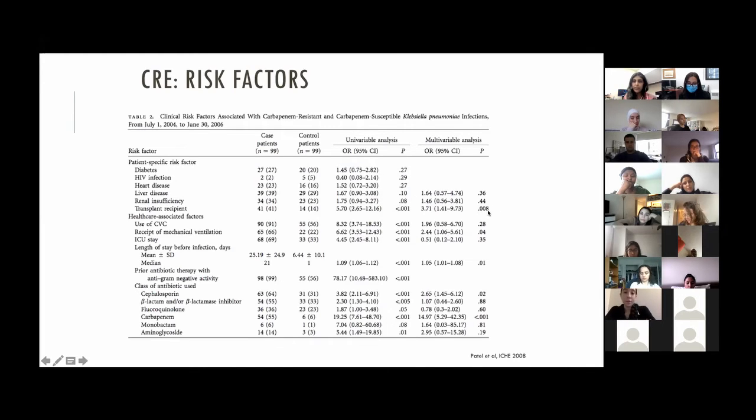You can see that being a transplant recipient is independently associated with having CRE infection, as is mechanical ventilation, as was this patient, as is prior antibiotic therapy. And we know that many patients who are going into transplant are like this patient. They've had a lot of nosocomial exposures. They've been in the hospital, in and out a lot. They've had antibiotic exposure. And so that often puts them at risk for these more multi-drug resistant organisms that we often have to deal with after transplant.